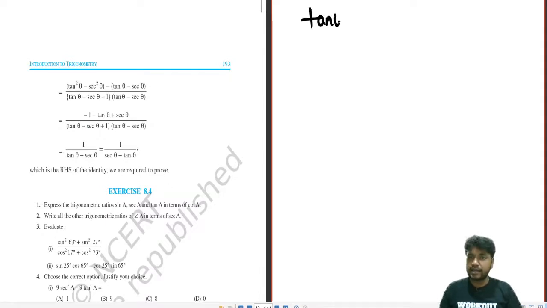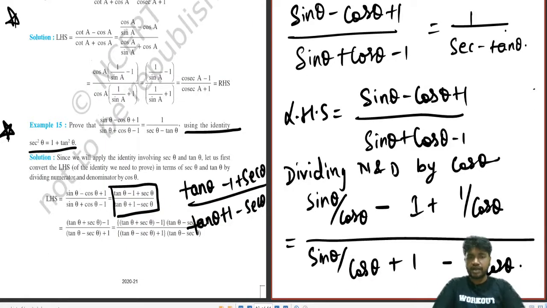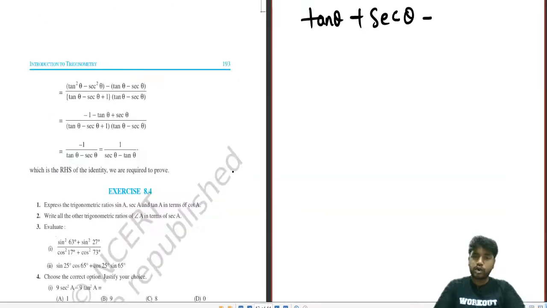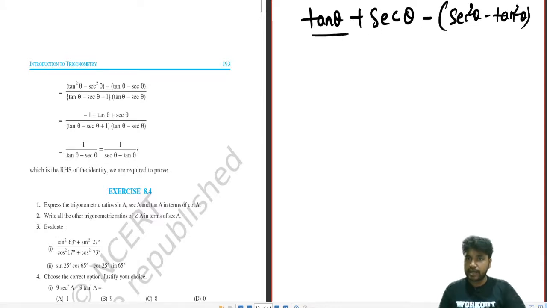That is tan theta plus sec theta. Obviously, I have written it in the earlier part. Now we have a minus 1 over here. We can look into the last page. We have a minus 1 over here. So what will we do with this minus 1? We will break it into a formula, and that formula is sec square theta minus tan square theta, which is 1.